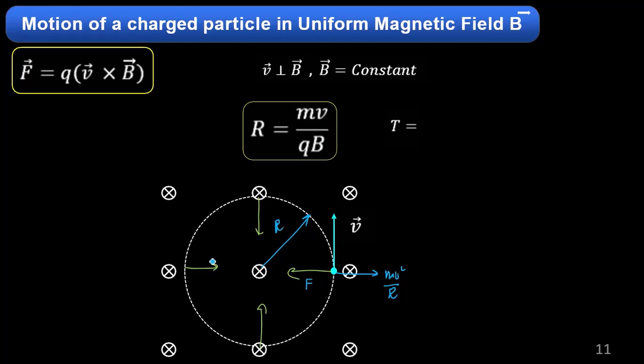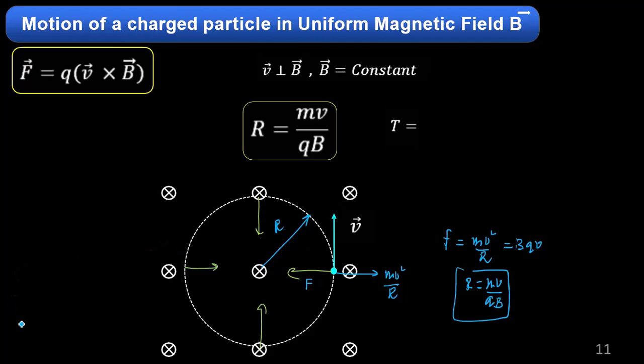So whenever I throw a particle inside a magnetic field, that particle tries to make a circular path. What is the radius of the circle? Bqv should be equal to mv square by r. Okay. So Bqv should be equal to mv square by r. Now what is the force? It is nothing but Bqv. So if I simplify this, r becomes mv by qB. So this is the radius of the circle.